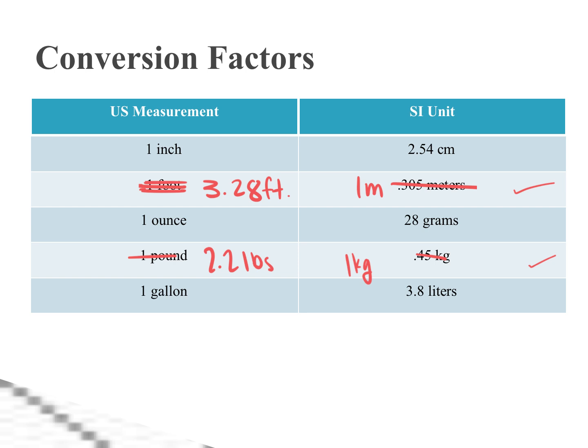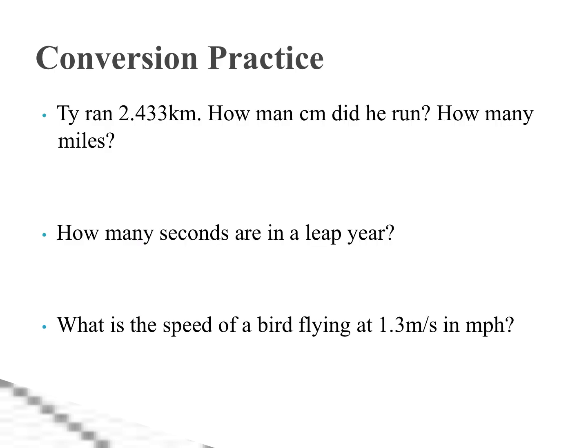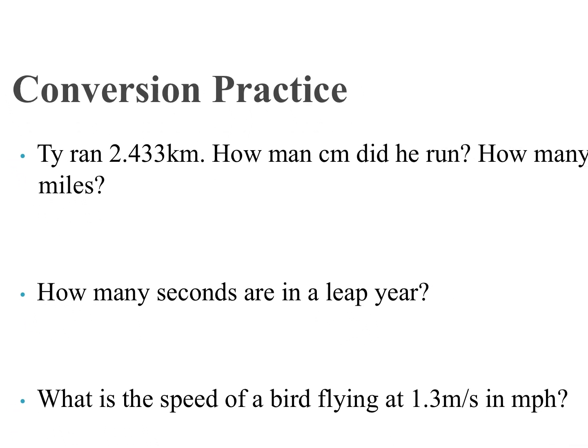We're going to do just a couple unit conversion practice problems here, and we'll see how good we feel about remembering unit conversions. Okay. This says Ty ran 2.433 kilometers. How many centimeters did he run, and how many miles did he run? So before we even dive into the math part of it, if I'm talking about how many centimeters he ran, is that going to be a large number or a small number? It's going to be really large. He ran 2.4 kilometers. So that's over a mile, right? So that means that's a lot of centimeters. So we're going to expect a big number here.